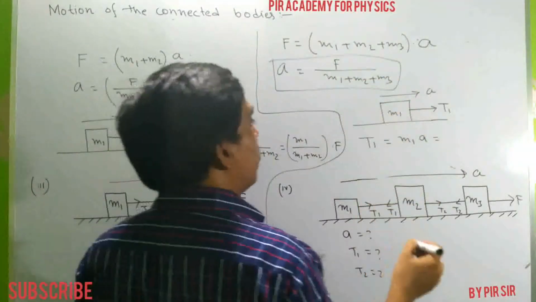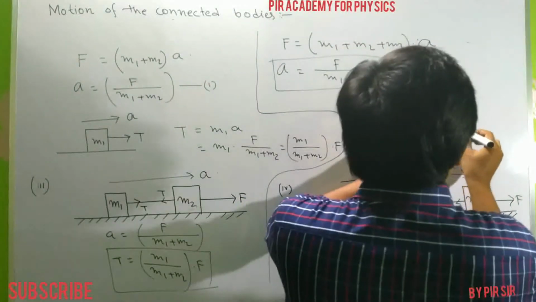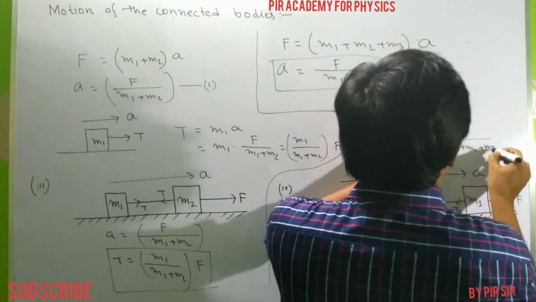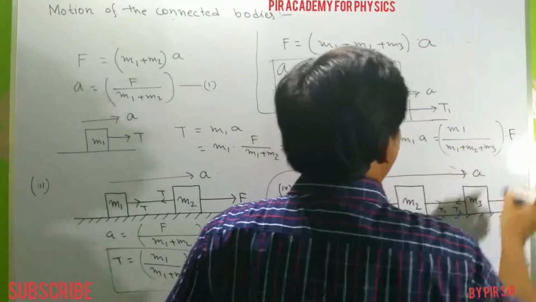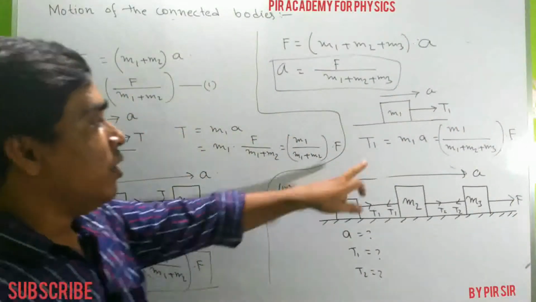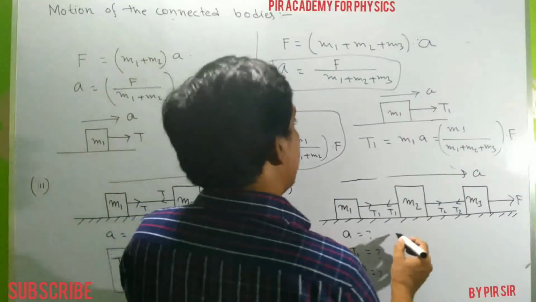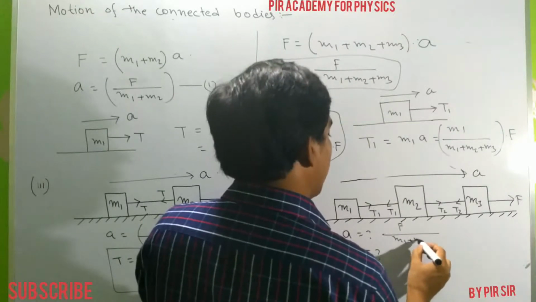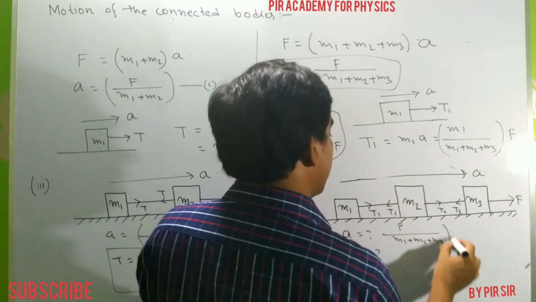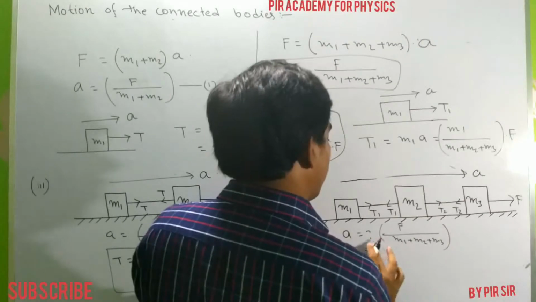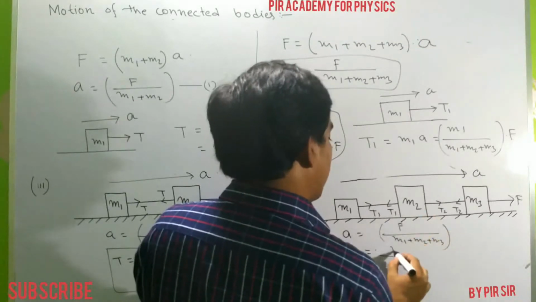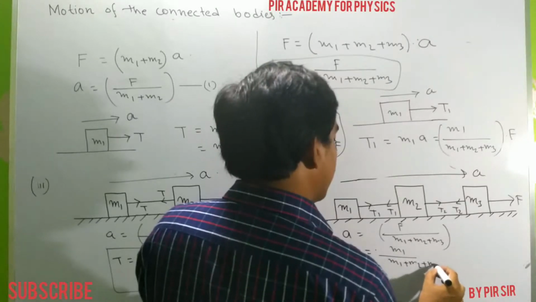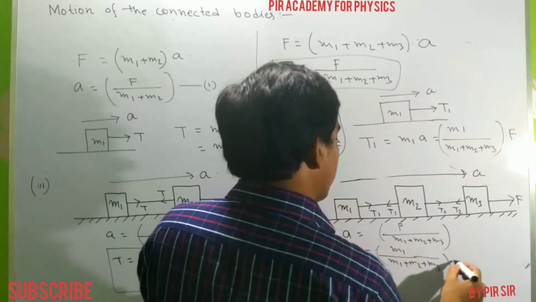You can put the value of A, that will be M1 divided by M1 plus M2 plus M3 into F. This is the value of T1. That means you can calculate A. What is the value of A? A equals F over the total mass, M1 plus M2 plus M3. So T1 equals M1 divided by M1 plus M2 plus M3 into F.